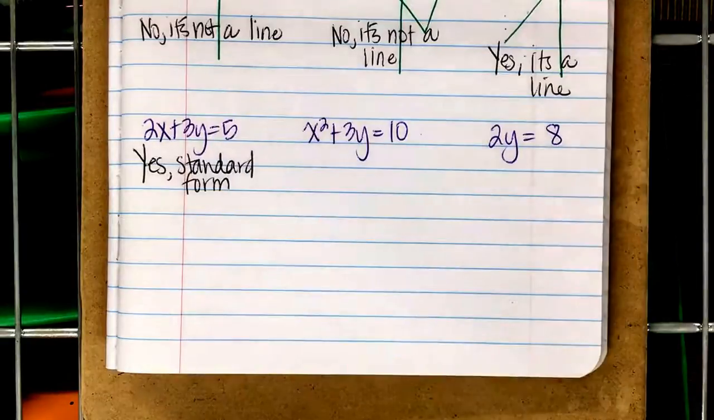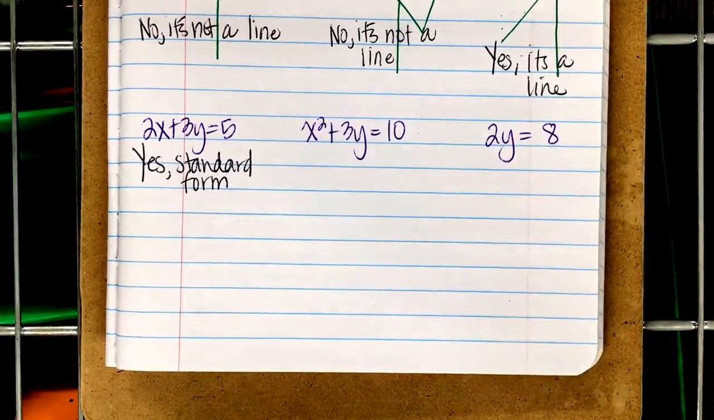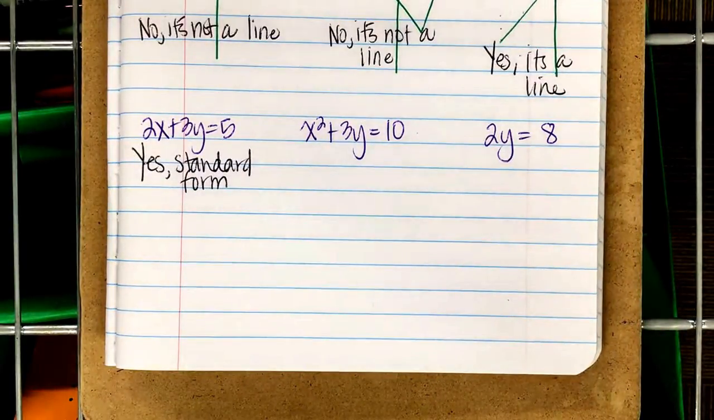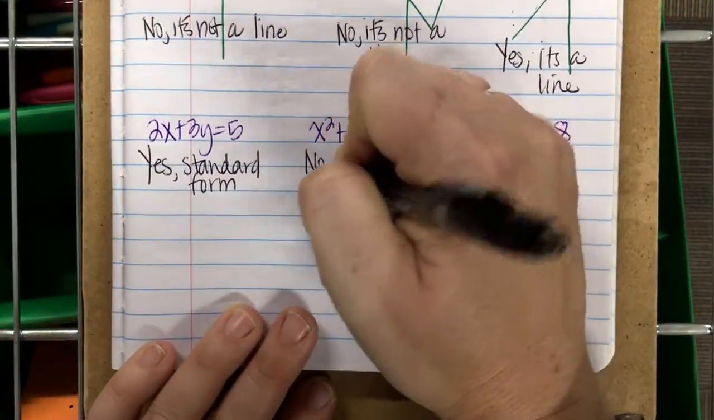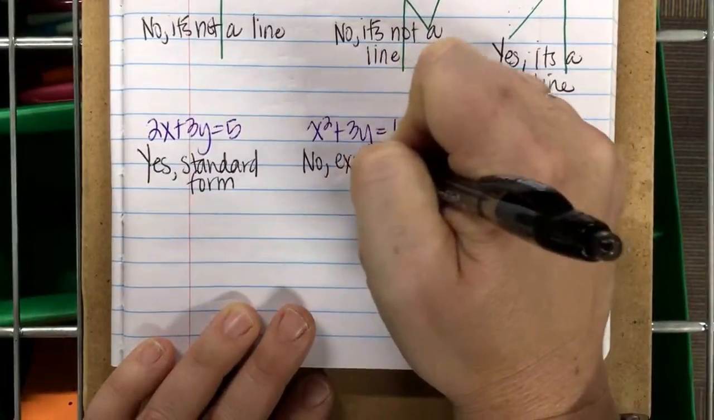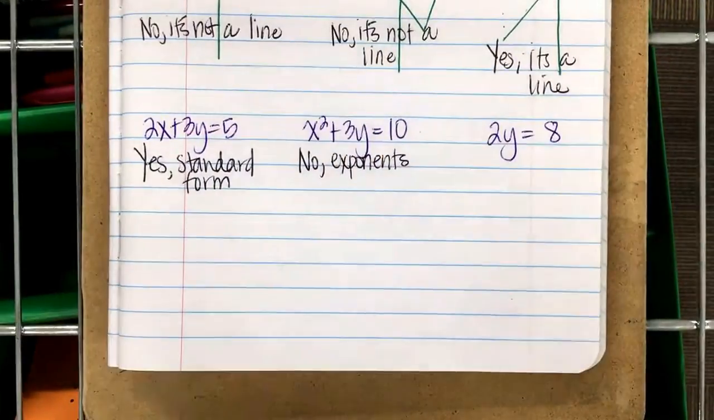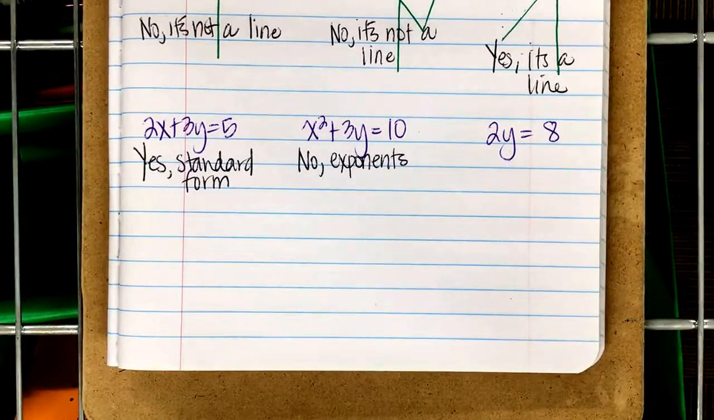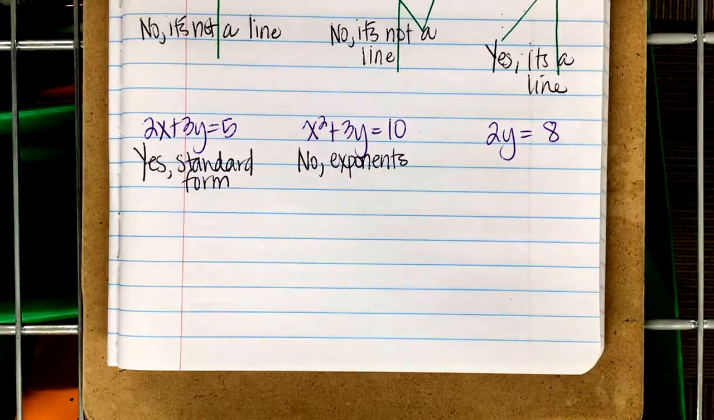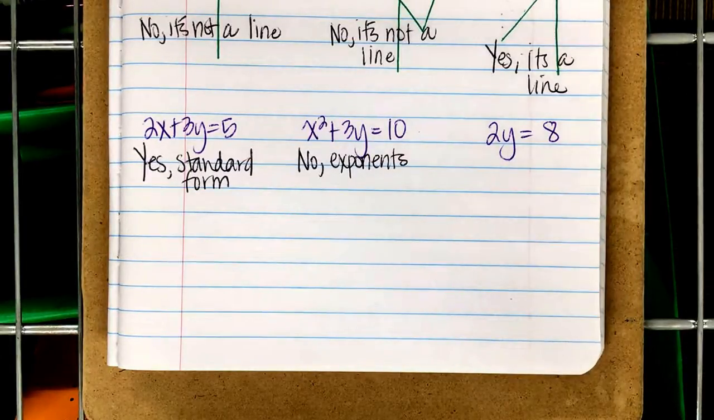Is x squared plus 3y equals 10 a linear equation? No. Why not? Good. Is, this one's a tricky one, 2y equals 8 a linear equation? No. Yeah. No. Okay, what variable's in it? Only y. If there's x and y, it means it's diagonal.